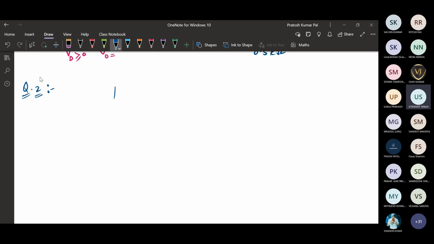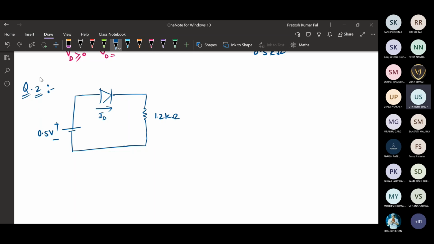In that case, suppose we have a diode. The same circuit, whatever circuit is there. So this is the diode through which the diode current is flowing, and this is the supplied voltage. Suppose this voltage is applied as 0.5 volt, and the resistance is 1.2 kilo ohm.